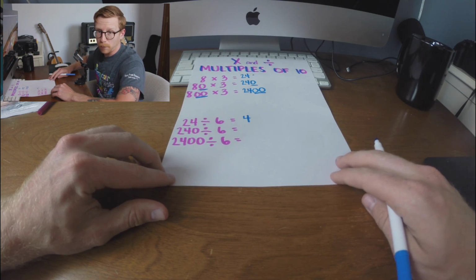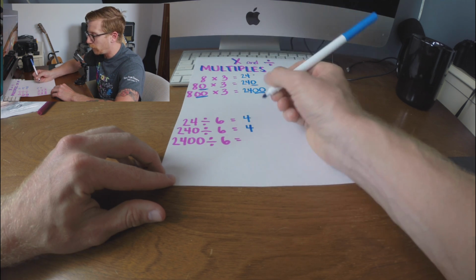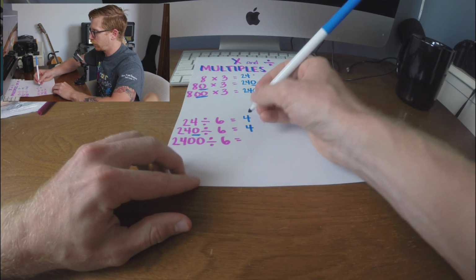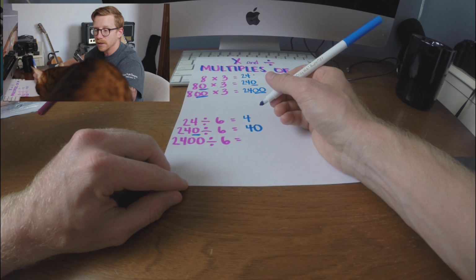The same basic principle is going to apply. My base answer is going to be 4, but if I take a look, we added 1 more 0 onto there. So 240 divided by 6 is going to be 40.